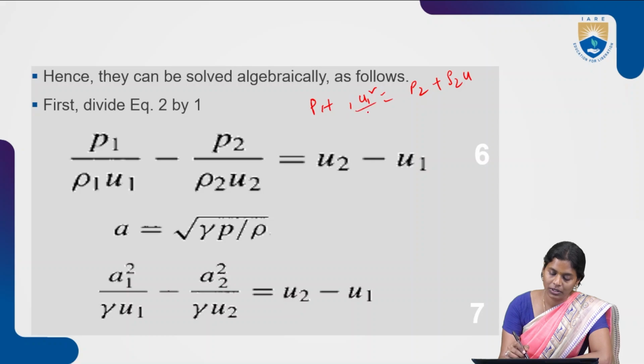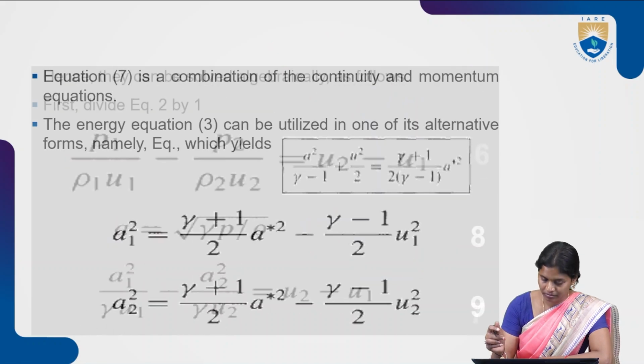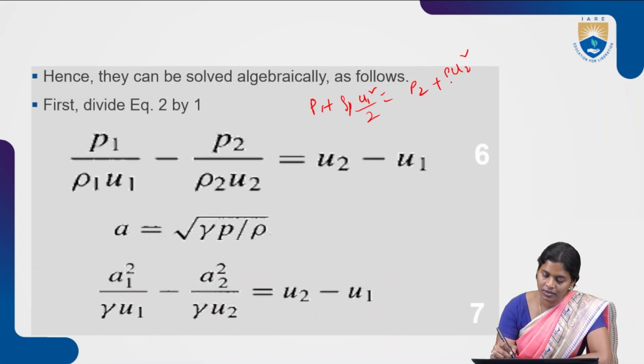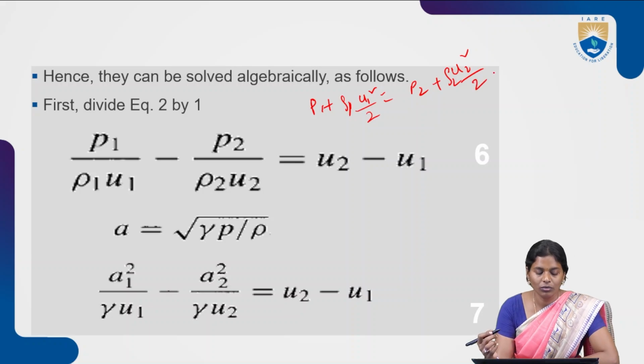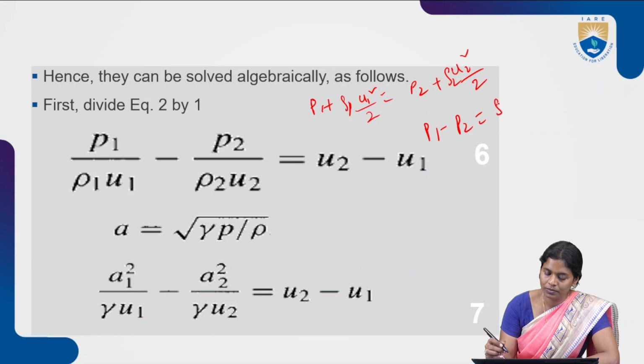P1 plus rho 1 U1 square by 2 plus P2 plus rho 2 U2 square by 2. So now what we are doing? We are dividing with the equation 1. So before that, what we are writing is that P1 minus P2 equal to rho 2 into U2 square by 2 minus rho 1 into U1 square by 2.